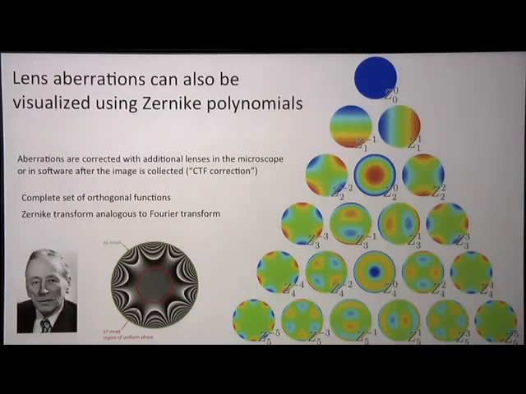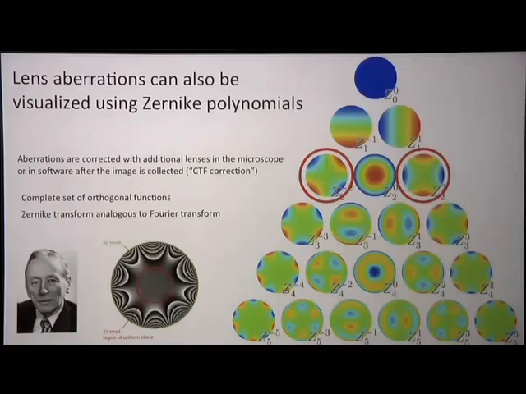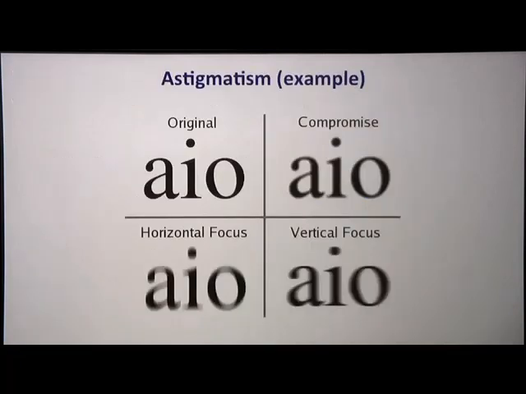I'm not going to go through too many of these, but I am going to talk about a few aberrations. Now, we can correct aberrations in one of two ways. We can correct them with lenses to try and compensate for the badness of one lens with another lens, or we can do it afterwards in software. When we collect the image, we can correct for the aberration by calculation, basically. So this is astigmatism. What do I mean by that?